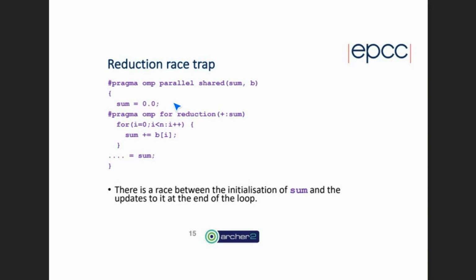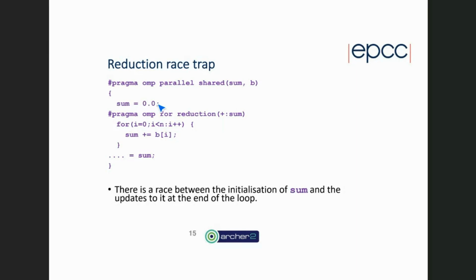So the right thing to do here, well, this is a simple case where you could move the sum equals 0 outside the parallel region. But you can't always do that, because if there's a sequential loop inside here, you might need to set sum back to 0 every time. So that might not be a possible solution. In which case you need to enclose sum equals 0 in a single or master followed by a barrier, which would work here. So that's a slightly nasty one to be aware of.